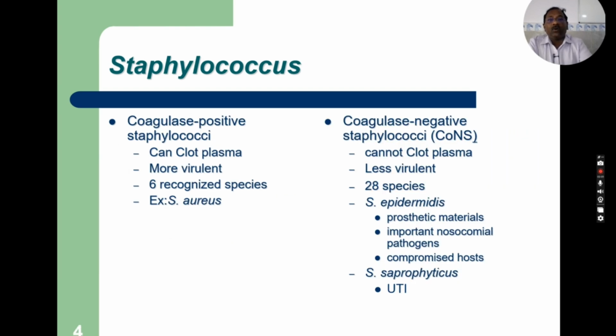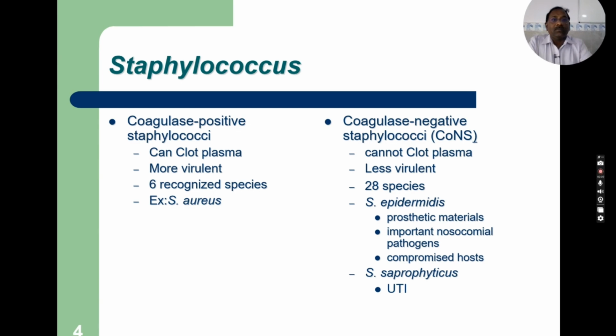Two types: coagulase positive and coagulase negative. Coagulase positive are very virulent. They can clot the plasma, and are more virulent. There are about 6 recognized species, and the most common is Staphylococcus aureus.